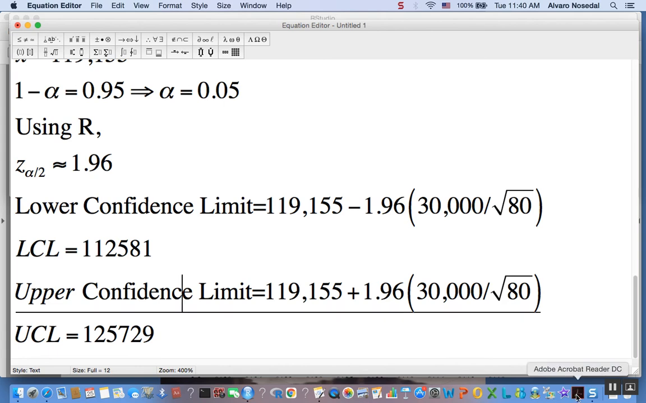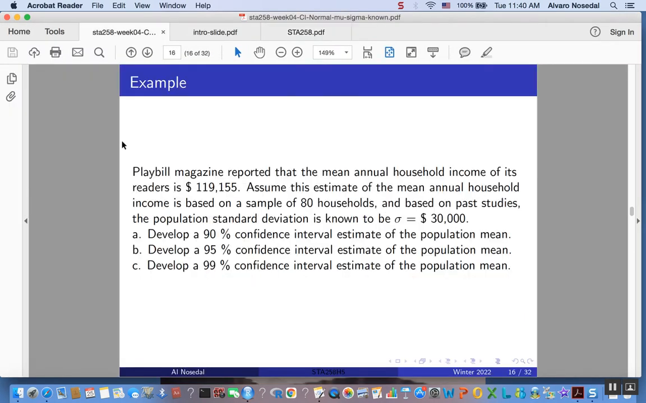Now let me go back to our lecture notes, and you can do part C later. Now you know that the only thing that is going to change from what we already did together is the critical value. So now you want 99%. As you can expect, that critical value, C of alpha divided by 2, or C star, is going to be bigger, because you want to capture more probability between negative C star and C star. Okay.